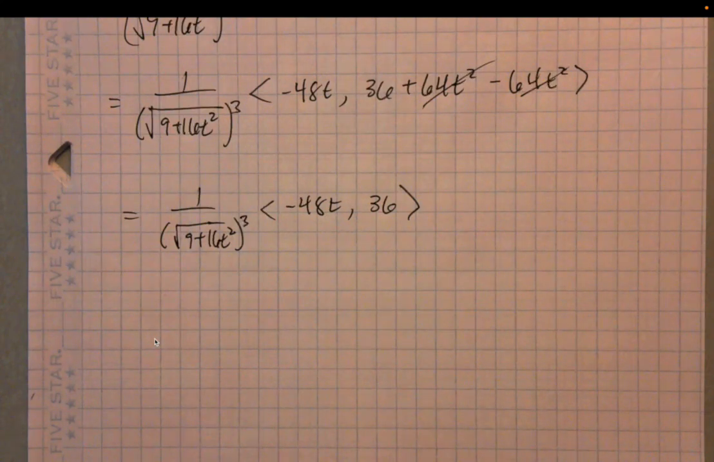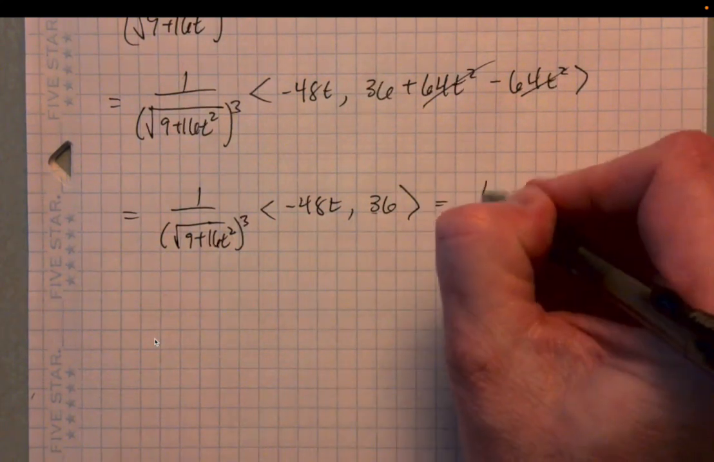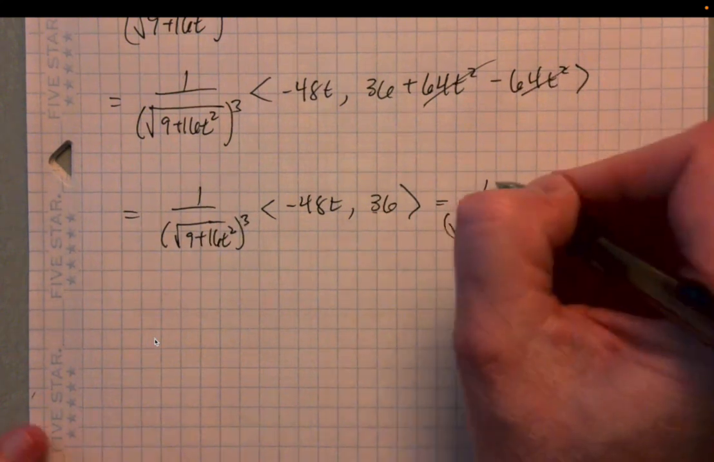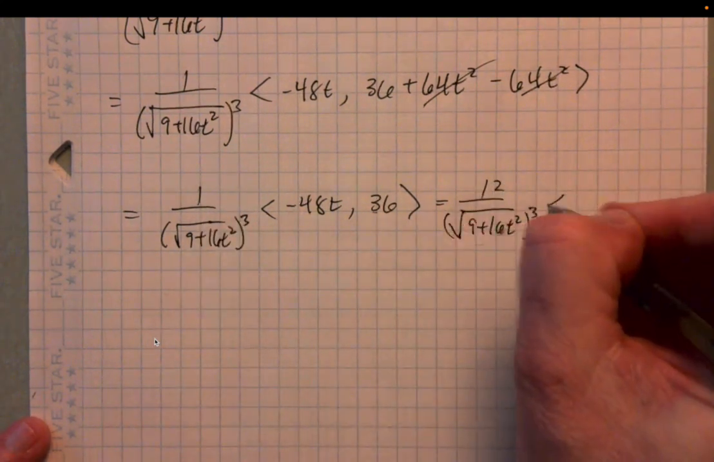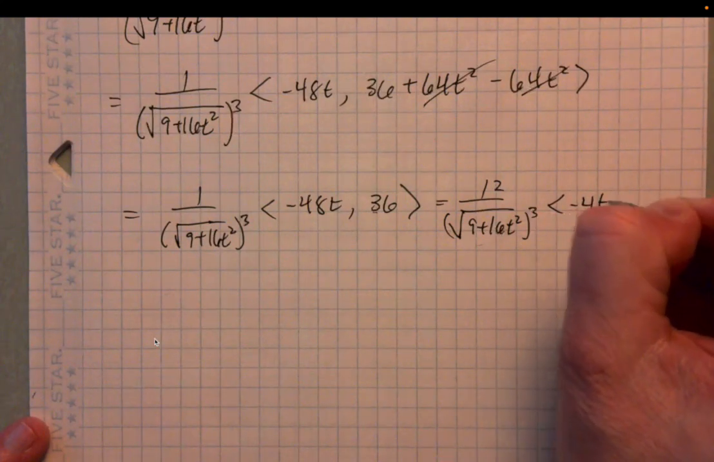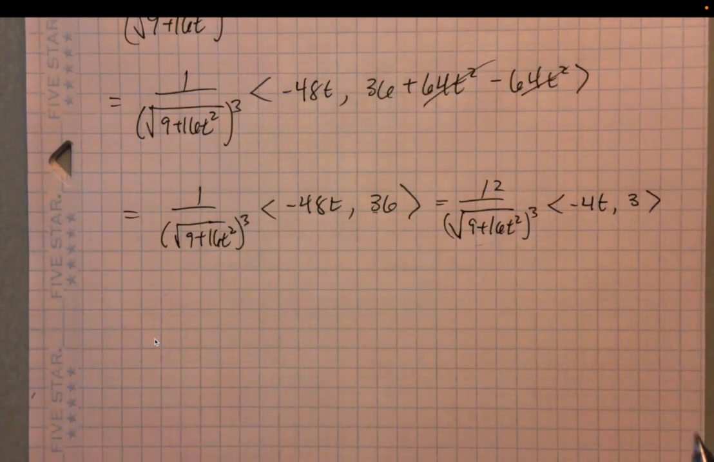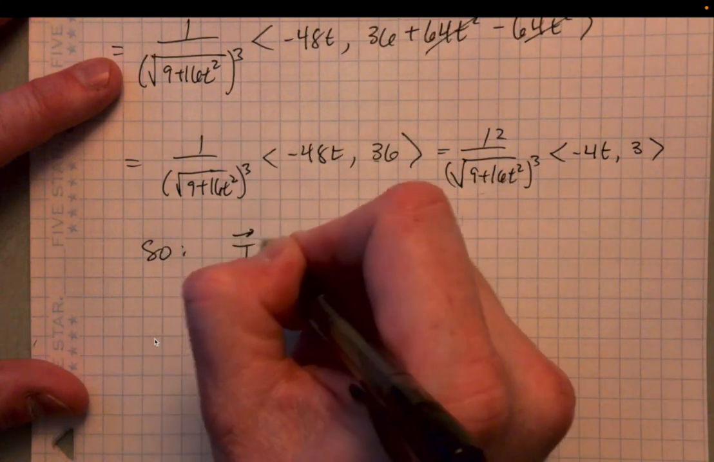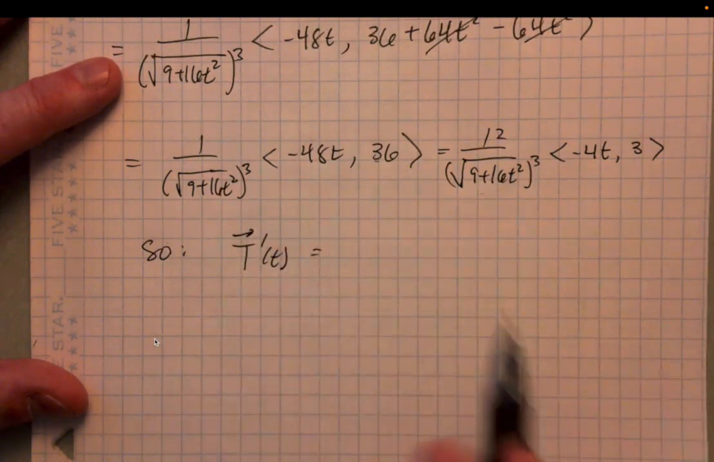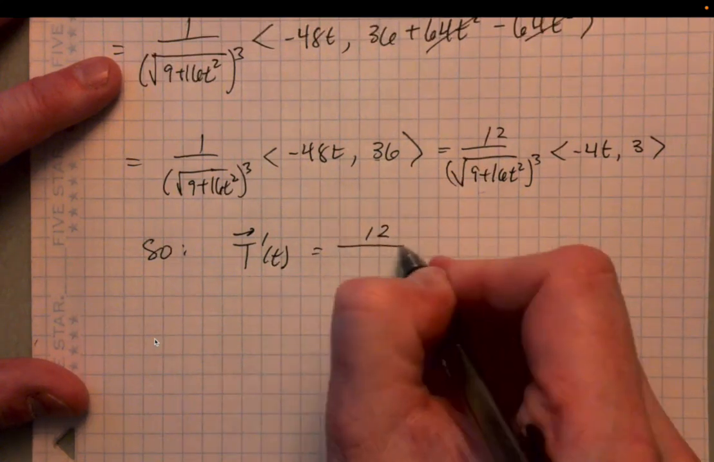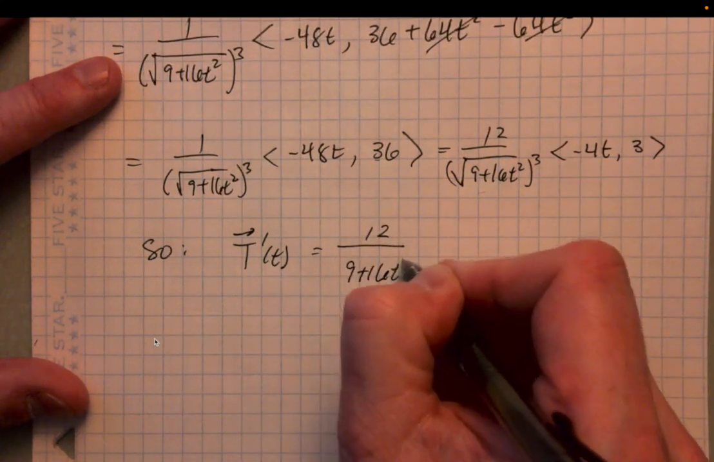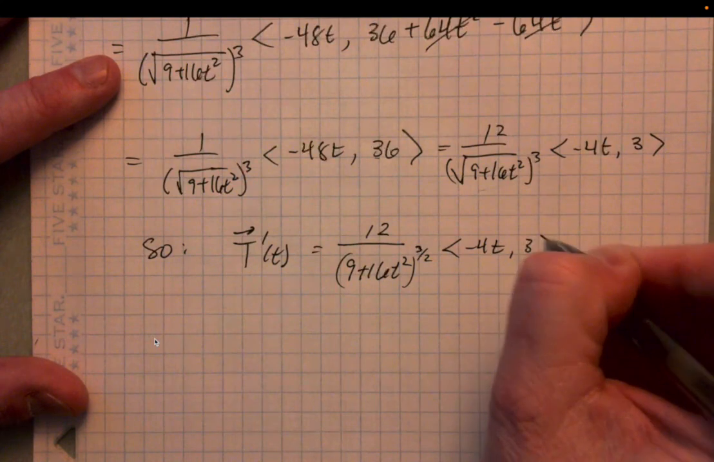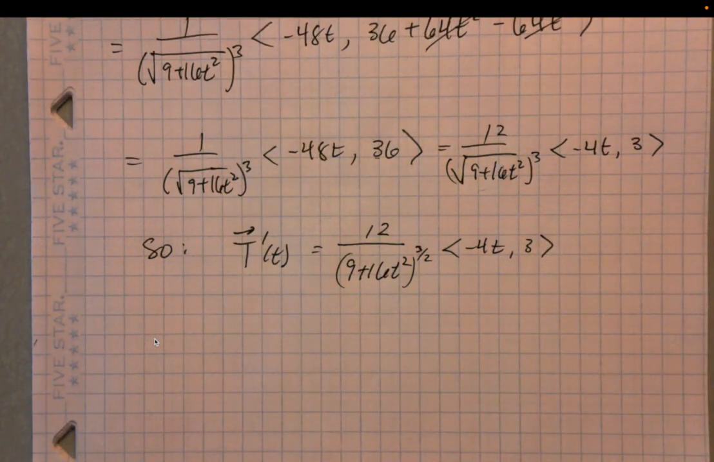And we see a common factor here, so I guess we could do this. Instead of 1, we'll make it a 12. And then that's going to give us a negative 4t, comma, 3. Okay? And so, what do we have here? So this is the derivative of the unit tangent vector. So the derivative of the unit tangent vector is 12 over 9 plus 16t squared to the 3/2 power times negative 4t, comma, 3. Okay, so that is our derivative.